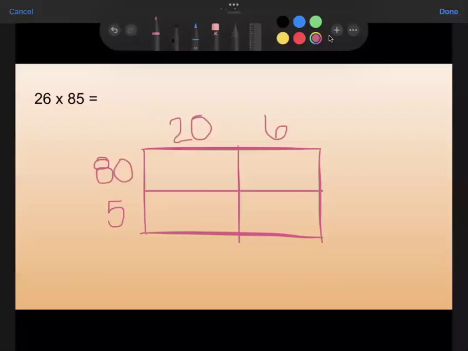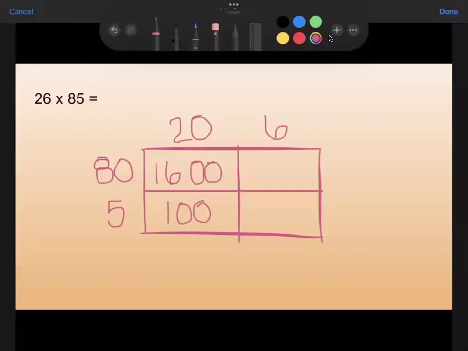8 times 2 is 16, and then I'm going to add the 2 zeros, one from the 20 and one from the 80. The box below that will be the product of multiplying 20 times 5, the number on top times the number to the side. 2 times 5 is 10, and then I need to add the 0 from the 20. So this is what I get. I get 1,600 and 100 so far.